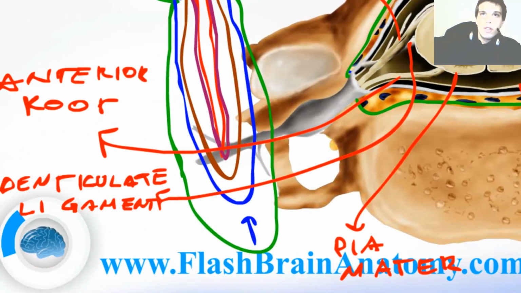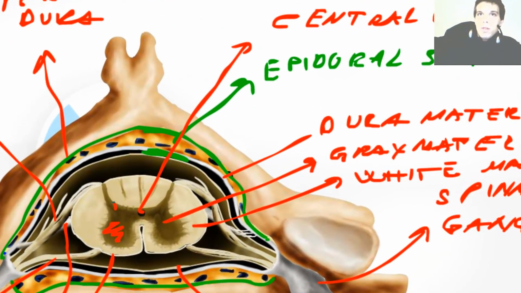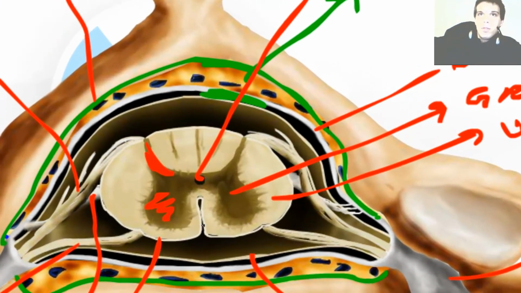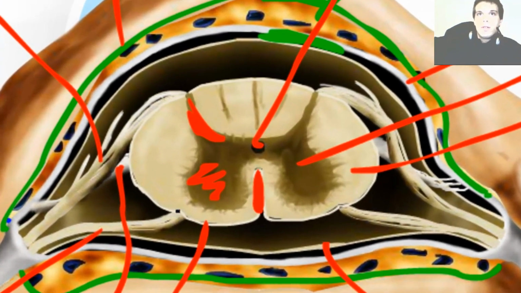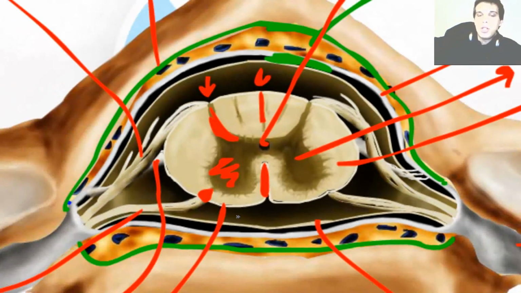This over here was the central canal. This was the anterior and the posterior horn, the median fissure, the anterolateral sulcus over here, the posterolateral sulcus over here, the median septum, and the median sulcus over here. And that's pretty much it.